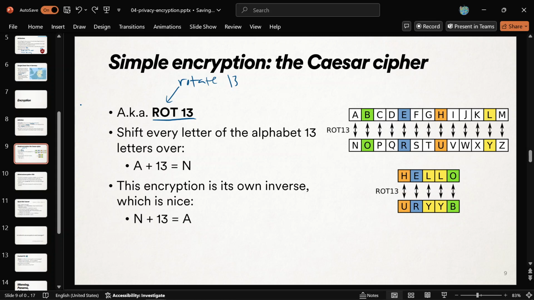So if you just do it all over again, the person on the other end does this all over again. Now the U becomes the H again. Now the R becomes the E again, and it'll go back and forth. So that's quite nice. So yeah, that's the Caesar cipher. That's one way to jumble information.